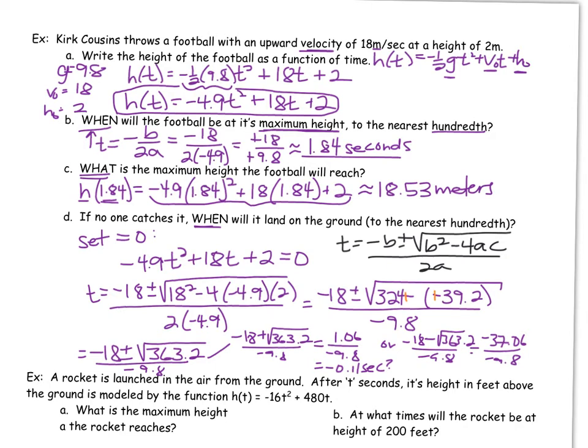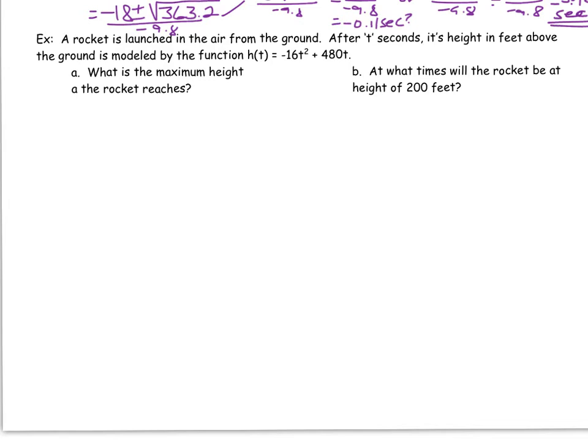All right. There we go. Better. And that would give us positive 3.78 seconds. And that makes more sense. So the ball would land on the ground if nobody caught it in about 4 seconds. And there you go.